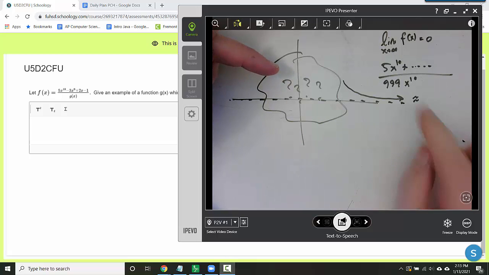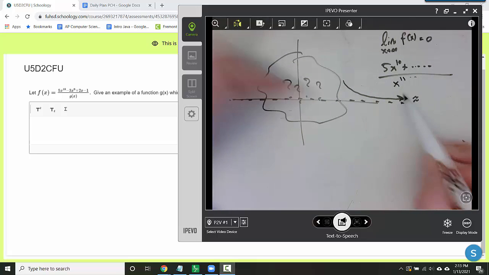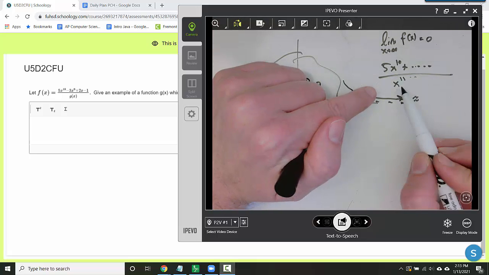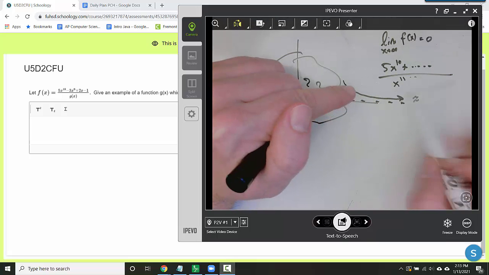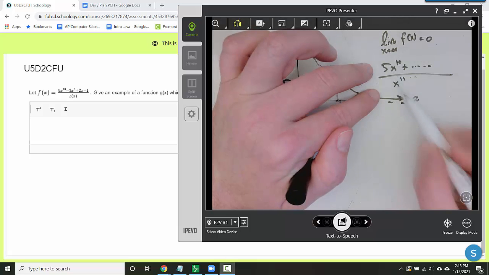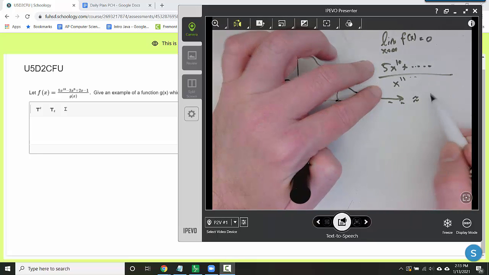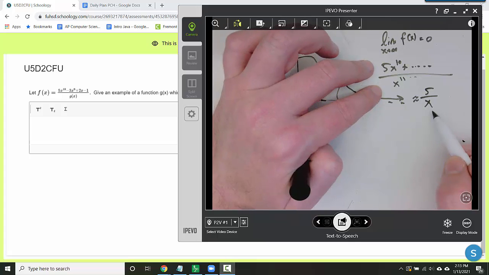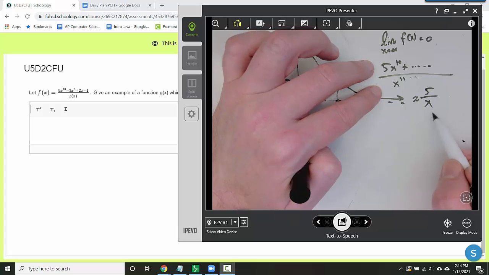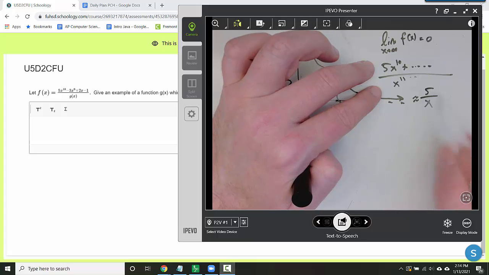And an easy answer is, as long as the degree of the denominator is a higher degree than the numerator. And it doesn't matter what the coefficients are, because if you look at the two dominating terms, these are going to simplify to be like some number divided by an increasing function, such as x. And so we know that as x gets really big, this approaches 0.